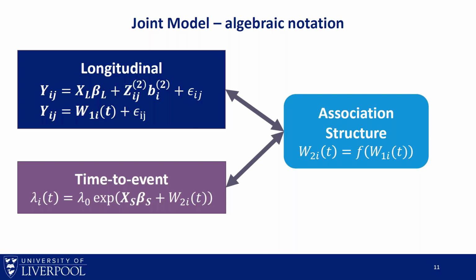Now, the joint model comes in through the association structure. So we express the linear predictor in the longitudinal submodel, the sum of the fixed and the random effects, as the W1 term. The association structure then takes this W1 term and takes some function of it to give the W2 term. This W2 term is then inserted into the time to event submodel, thus linking the two submodels.